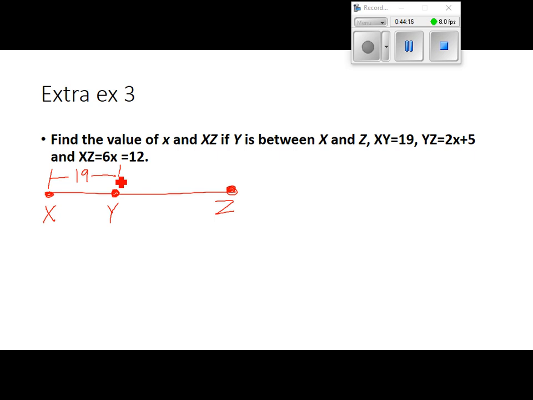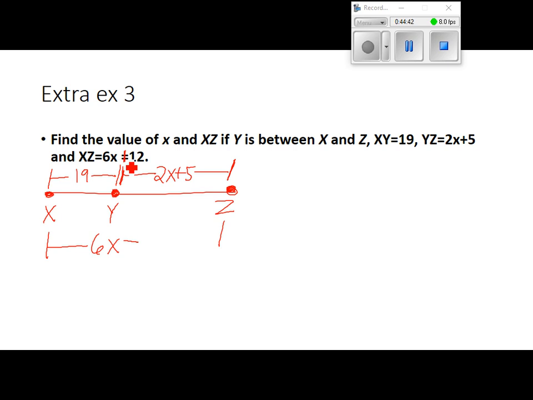So what else do they tell us? Y to z is equal to 2x plus 5. So Y to Z, that's here to here. 2x plus 5. Yes, 2x plus 5. Alright. And then x to z is equal to 6x plus 12. So here to there. 6x.